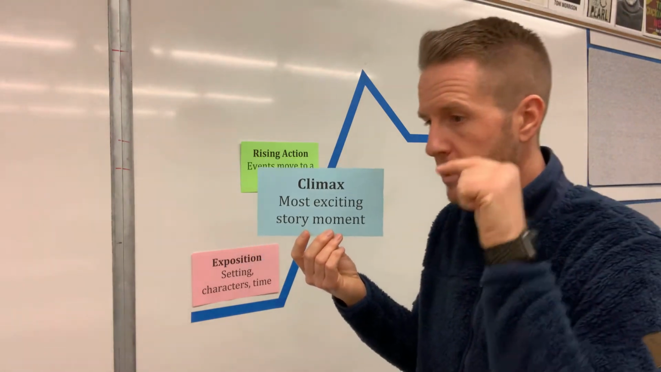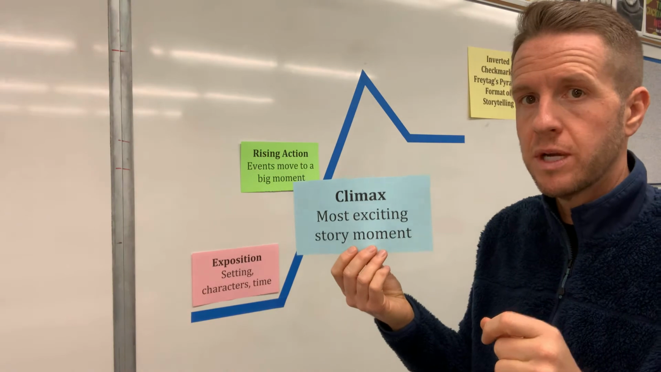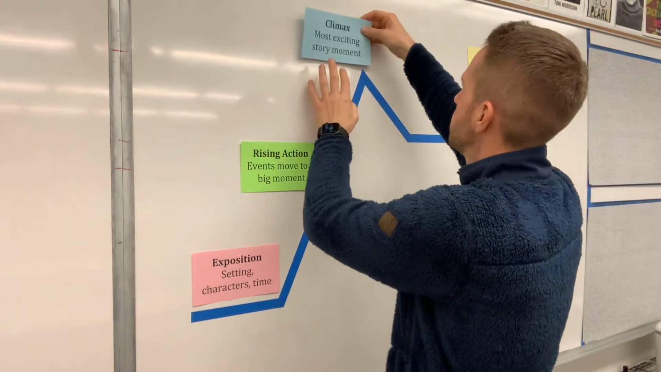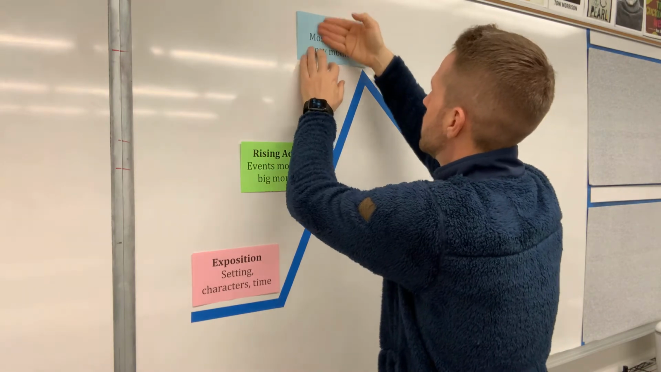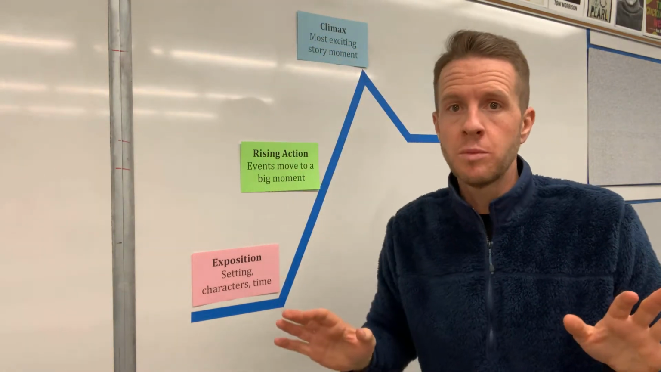The big moment of the story is called the climax of the story. This is supposed to be the most exciting moment in the story. And this should be easy. We should be able to really identify this clearly in a story. If we never have a big moment in the story, that's a problem. The climax, the most exciting moment in the story.